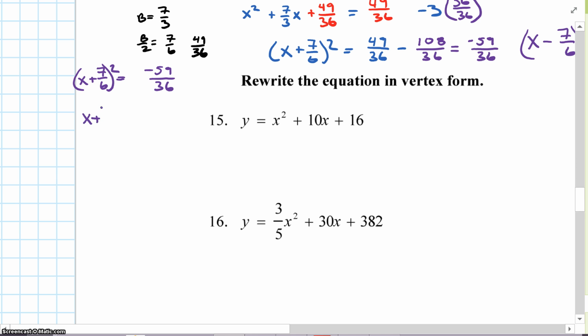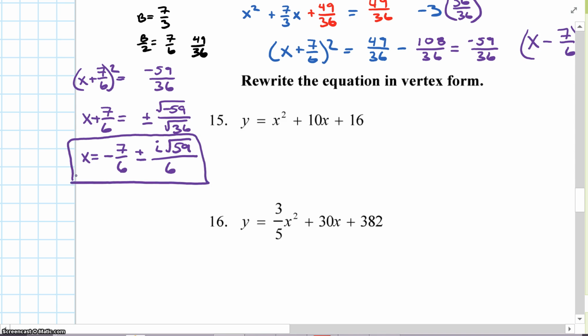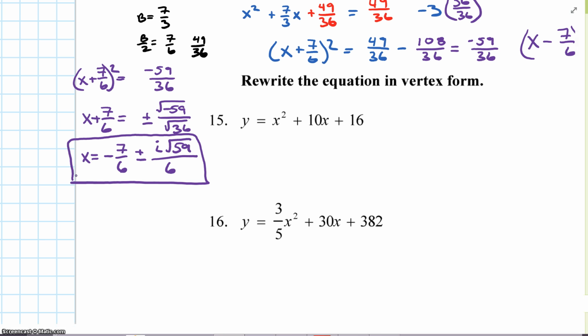We know we're going to have to square root each side. So I'm going to get x plus 7 over 6 equals plus or minus the square root of negative 59 over the square root of 36. So I know x is going to equal negative 7 over 6. All I did was subtract 7/6 from each side of the equation, plus or minus the square root of negative 59. To get rid of the negative sign, I can pull out an i. So it's i square root of 59, and the square root of 36 is 6. Looking at 59, I don't see any perfect squares we can pull out of it. So my answer is x equals negative 7/6 plus or minus i times the square root of 59 all over 6.